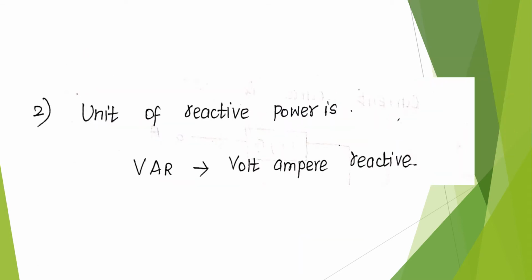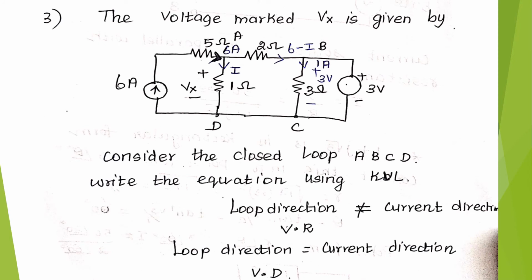And next, the second problem, unit of reactive power. So unit of reactive power is volt ampere reactive. That is the unit of reactive power. Next, the voltage marked Vx is given by. See in the circuit, the voltage across the resistance is Vx. Here see here, the voltage across this 3 ohm is 3 volt. So the current flowing here is 1 ampere.